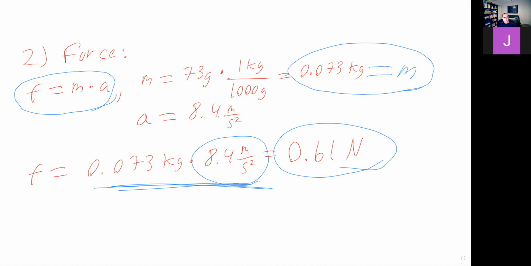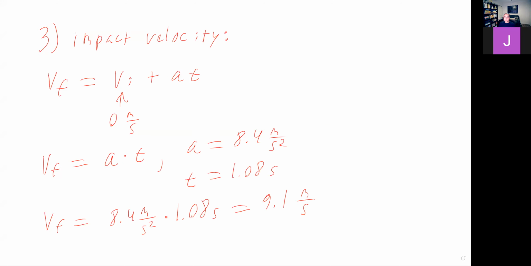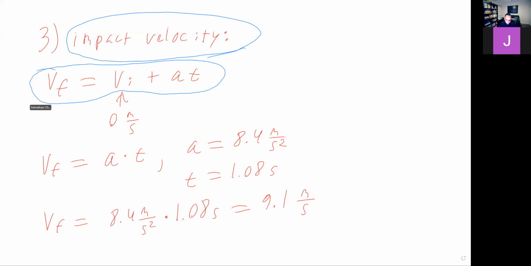Okay, so let's take a look at the final thing that we're going to learn from this type of experiment today. The last thing we can learn is impact velocity. With what velocity does this wiffle ball hit the ground? The equation we want to use is velocity final equals velocity initial plus acceleration times time. But we have to remember that our initial velocity, since we're just holding the wiffle ball there, is 0 meters per second. It's not moving. So we can simplify this equation to the final velocity equals acceleration times time.